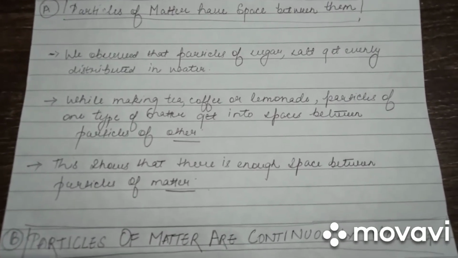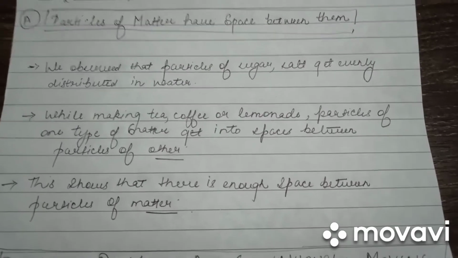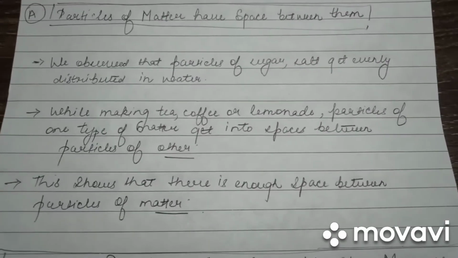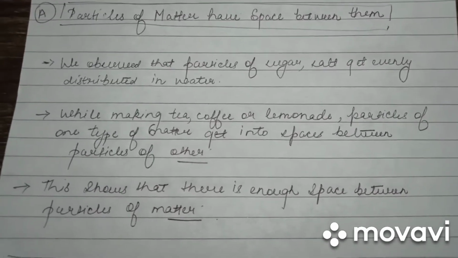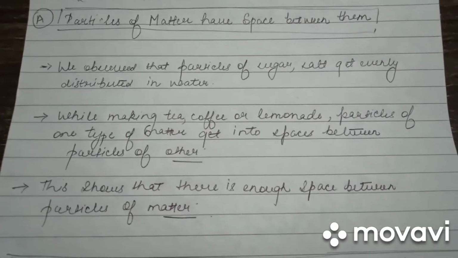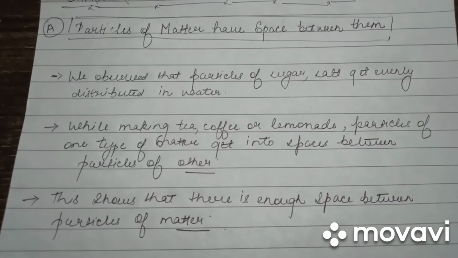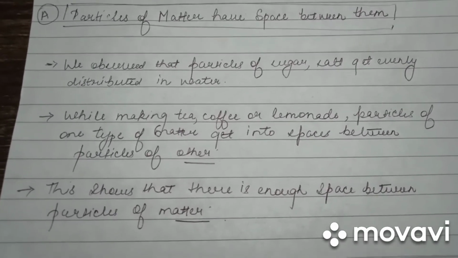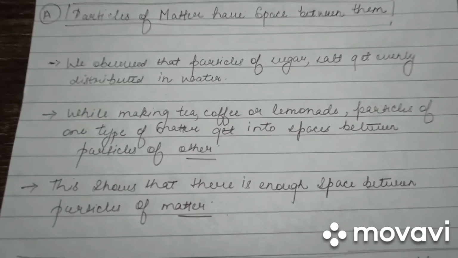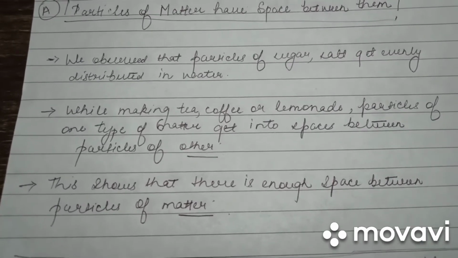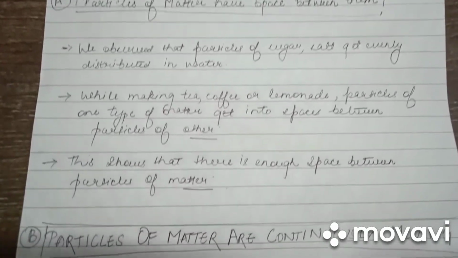particles of one type of matter get into spaces between particles of the other, as a result of which we obtain the required solution. While making lemonade, we squeeze a lemon in water, add sugar to it, and whatever other ingredients we want. After adding all the ingredients, we stir it and see that eventually, after stirring for a while, we obtain a clear solution. This shows that there is enough space between particles of matter. Particles of other substances get into the spaces between particles of matter. This verifies that particles of matter have spaces between them.